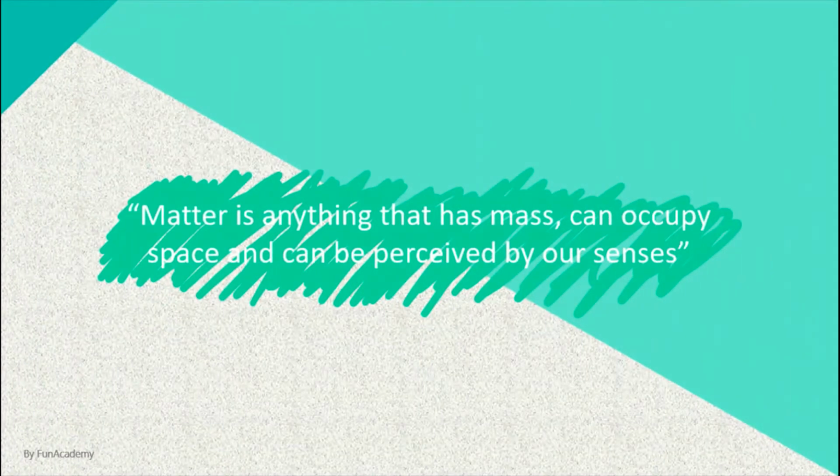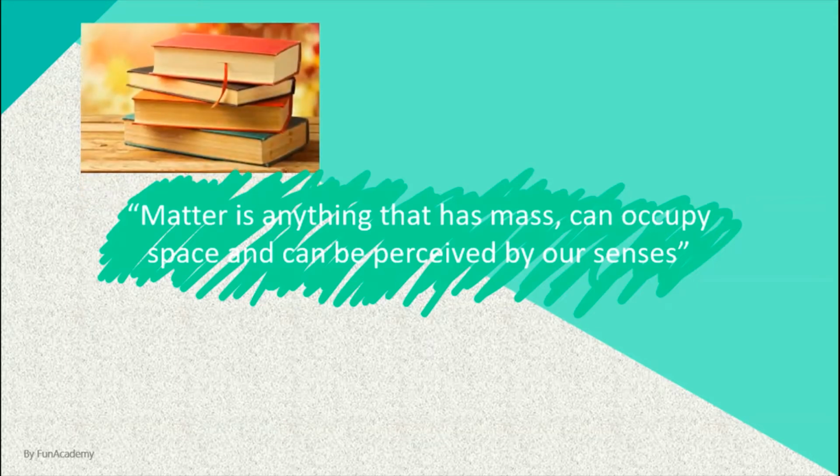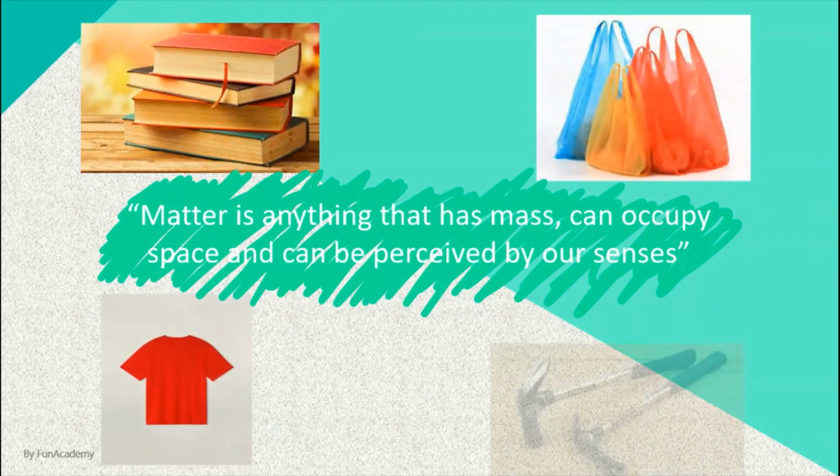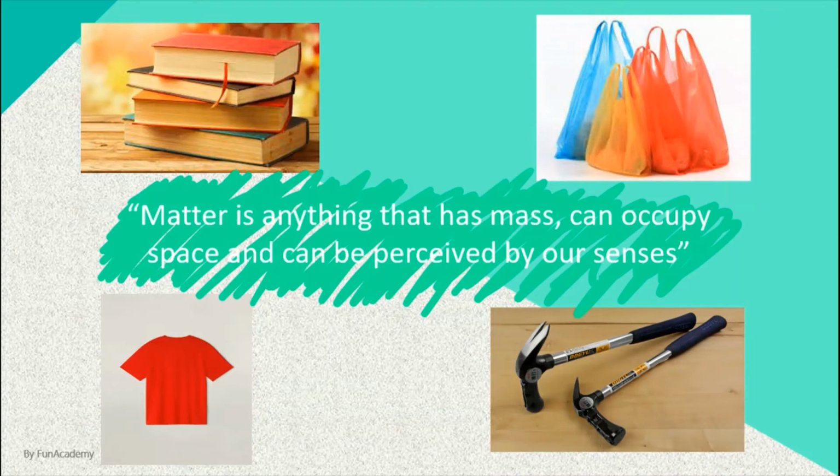So let's start. The name of the chapter is matter. So what exactly is matter? Matter is anything that has mass, can occupy space and can be perceived by our senses. For example, some books, a plastic bag, clothes and a hammer. All these items have mass, they can occupy space and are perceived by our senses, and therefore are matter.